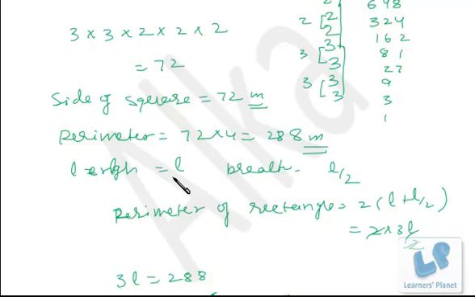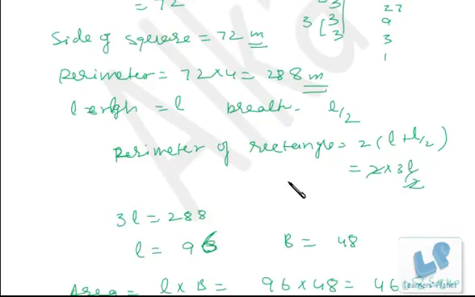Now in the case of the rectangle, it is given that the length is twice the breadth. So if I assume length L, then the breadth will be L by 2. So the perimeter of the rectangle is 2 times length plus breadth, that's 2 into 3L by 2, so 3L. Now 3L is 288 as the perimeter of the square and rectangle is the same. So we get the value of L, and half of L is B, the breadth. So area will be length into breadth, that's 96 into 48, that's 4608 square meter. I hope you are clear with this problem.